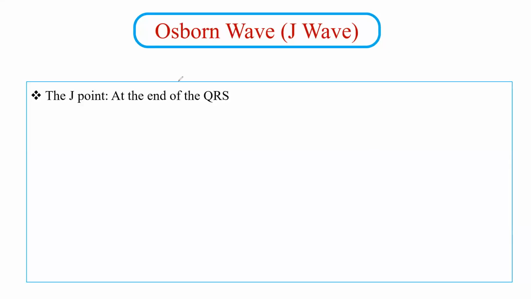Welcome back to our ECG learning series, and in this video we will talk about Osborn waves or J waves. But before talking about the J waves, we should know what the J point is. The J point is a point located at the end of the QRS complex and before the onset of the ST segment.